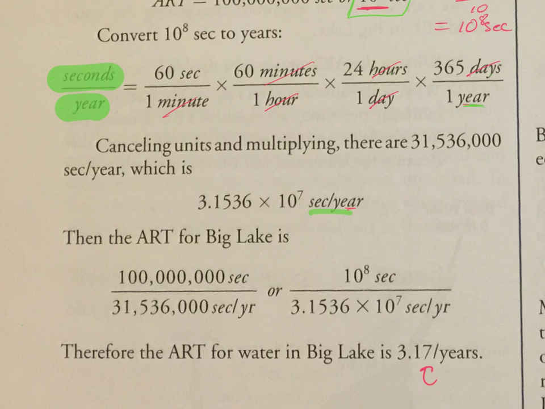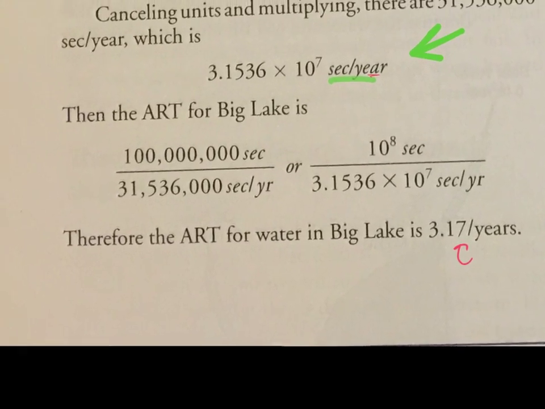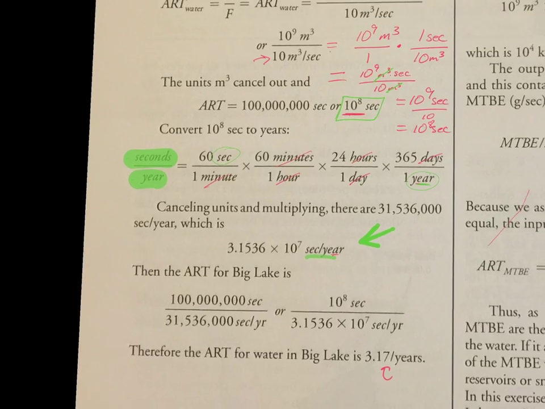And so the only thing left is the year at the bottom and seconds at the top, which is what you see here, right? Seconds at the top and year at the bottom. And when you do that calculation, you end up with 3.1536 times 10 to the 7 seconds per year, which is fine. All right. So then the ART for Big Lake is 100 million seconds.